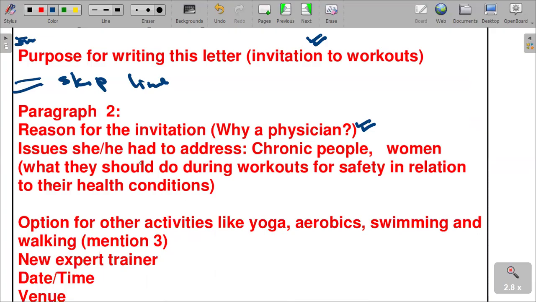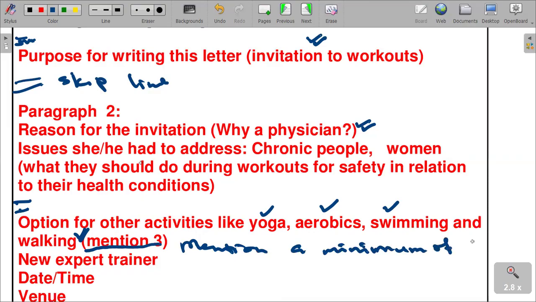And then there is also space where we talk about options for other activities. We are saying for our people, we do have options for other activities that they can do. We have things like yoga, aerobics, swimming, and also walking. In terms of this, the expectation of the examiner is that you must mention a minimum of 3 examples.